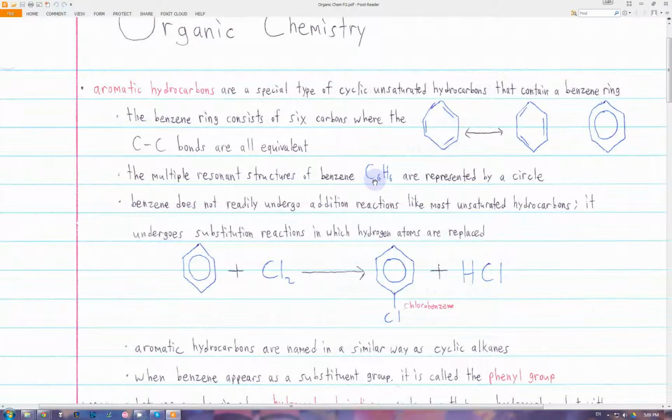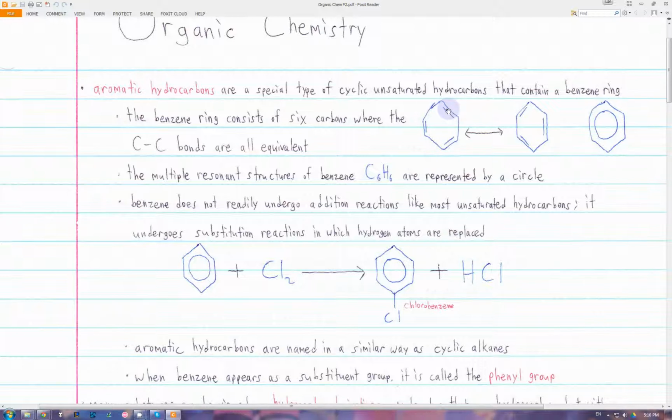So the last type of hydrocarbon that we're going to look at are the aromatic hydrocarbons. And these are a special type of cyclic hydrocarbons. They are unsaturated and they contain this structure called a benzene ring. And so benzene is the most basic type of aromatic hydrocarbon. Its formula is C6H6, and so it's represented by this hexagon.